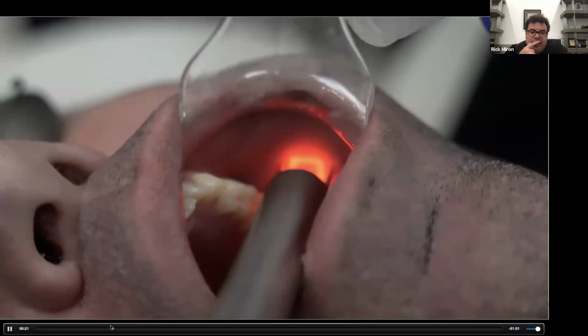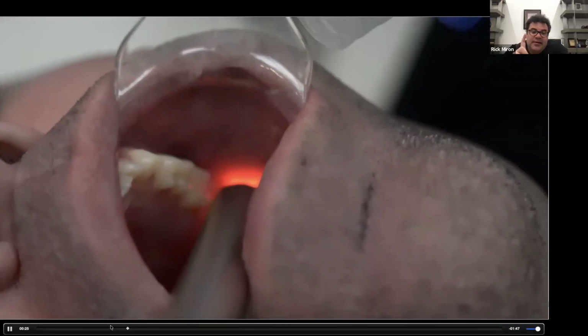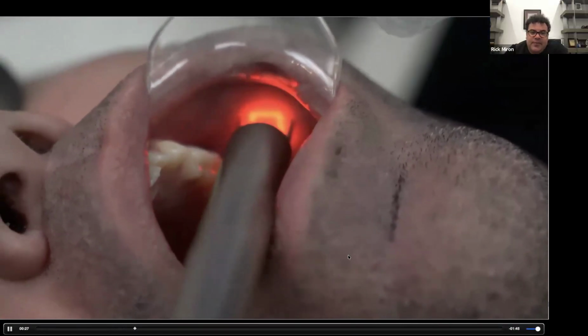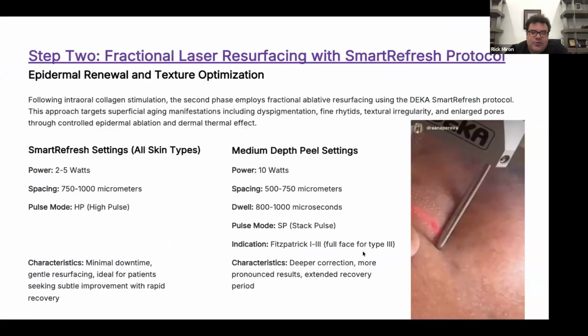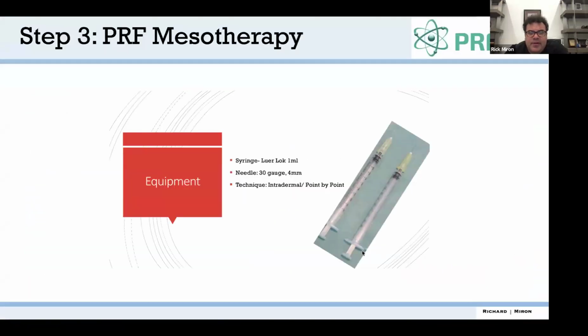This is actually the lasers firing, and it's actually treating the areas and tightening the tissues intraorally. So it's very, very exciting what's being done there. And then, of course, we do our standard fractional laser peels, very common. And then we use the PureF and we do mesotherapy.